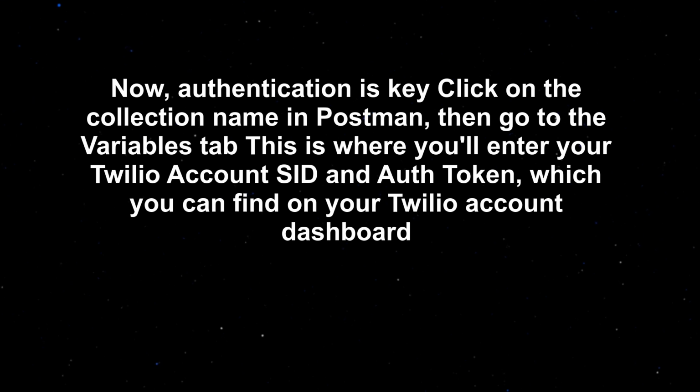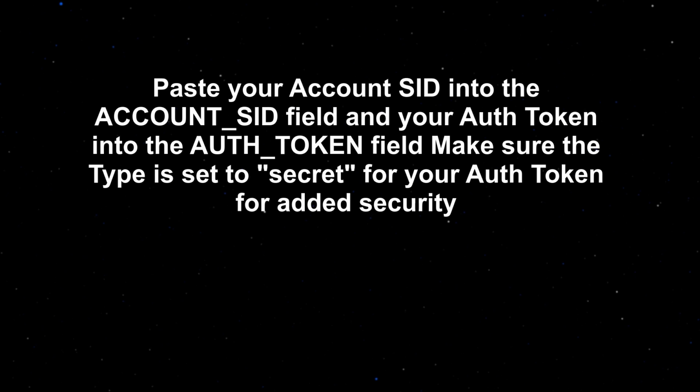Now, authentication is key. Click on the collection name in Postman, then go to the Variables tab. This is where you'll enter your Twilio account SID and auth token, which you can find on your Twilio account dashboard. Paste your account SID into the account_SID field and your auth token into the auth_token field. Make sure the type is set to secret for your auth token for added security.